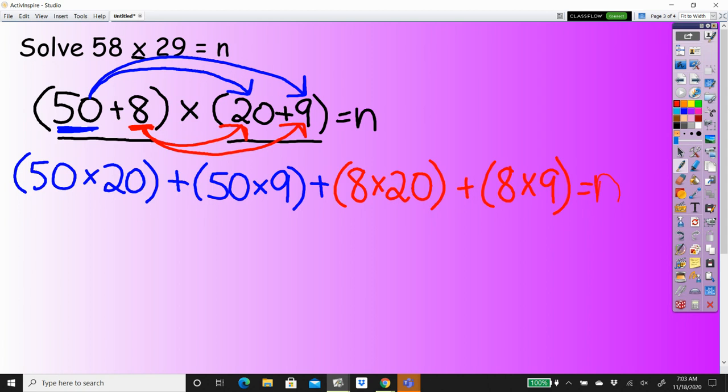Now, step 3 is to multiply to find the partial products. Now, partial products represents, because I have 4 parts here. 1, 2, 3, 4. Those are 4 parts of my product. So I have to multiply using basic facts and knowing how to multiply by tens. Watch me.